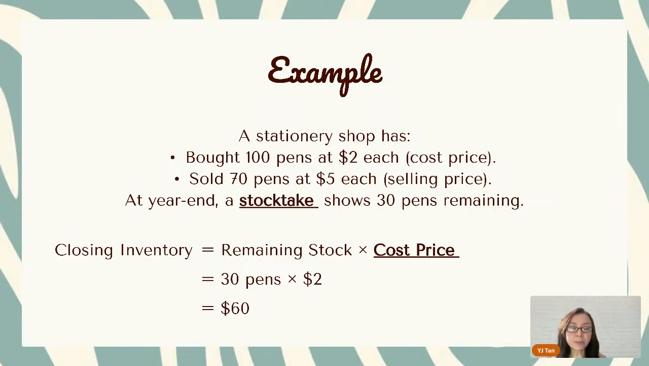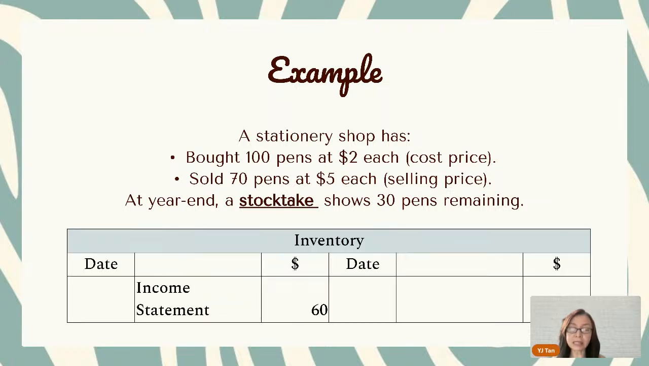Then how do we do the record? We will take the remaining stock, which is 30 times the cost price of $2. So the closing inventory of this business year end is 30 times $2, a total of $60. How do we do this recording at the business year end? This is how it looks like. In the inventory account, it will be like this, in the debit, and we will post this particular amount, which is 60, into the income statement, which is our financial statement. This is how it records into the income statement.